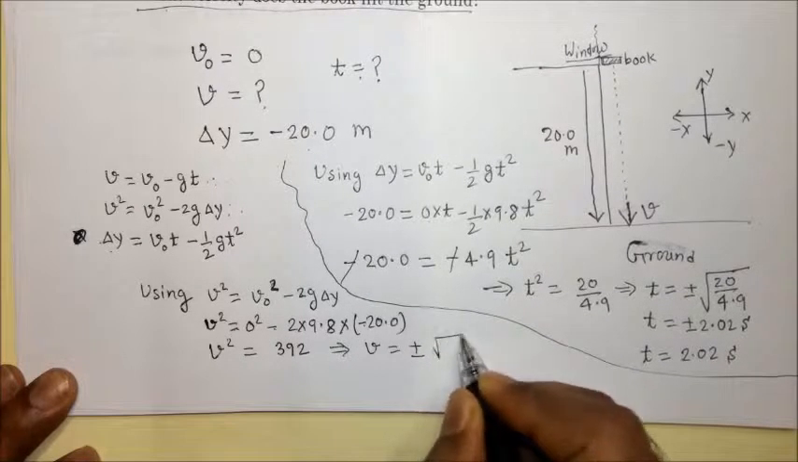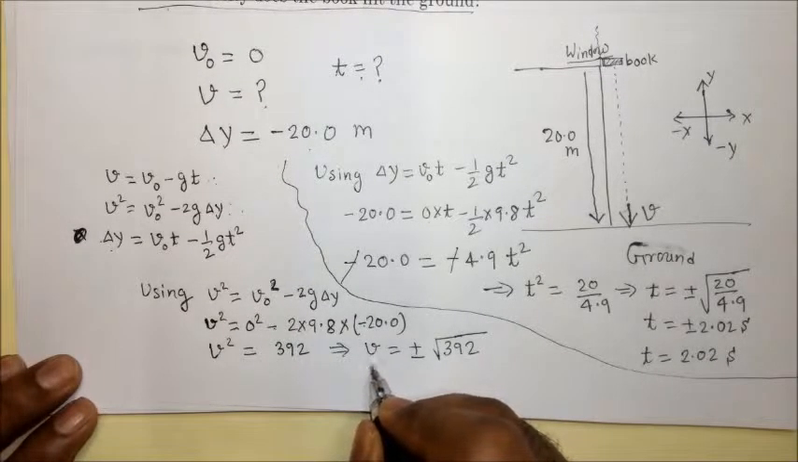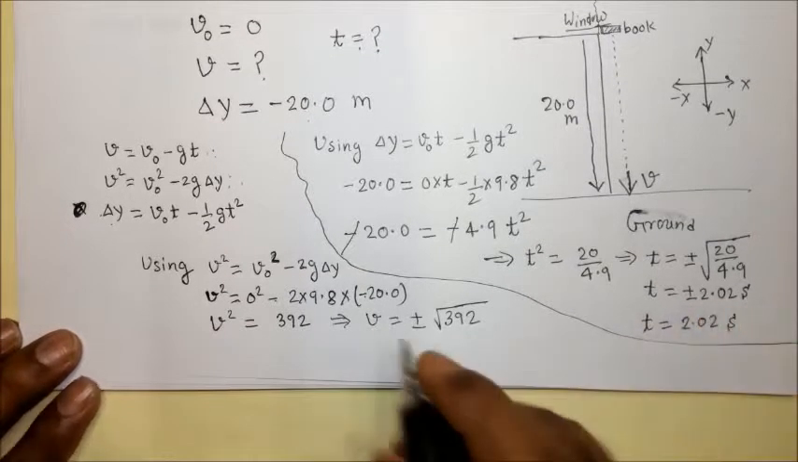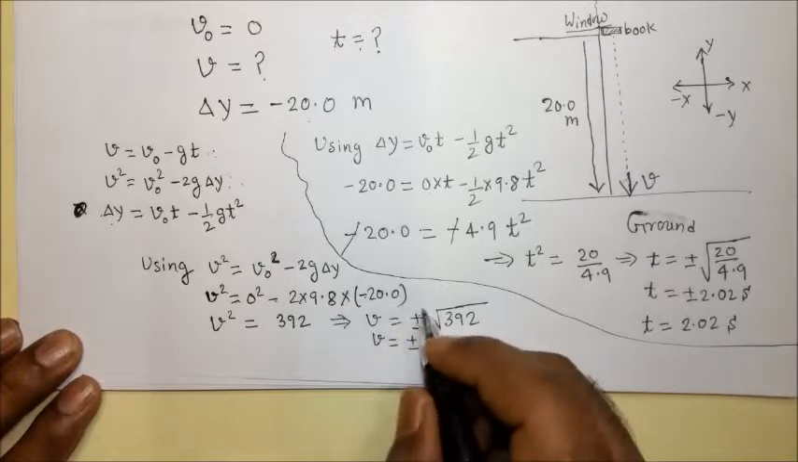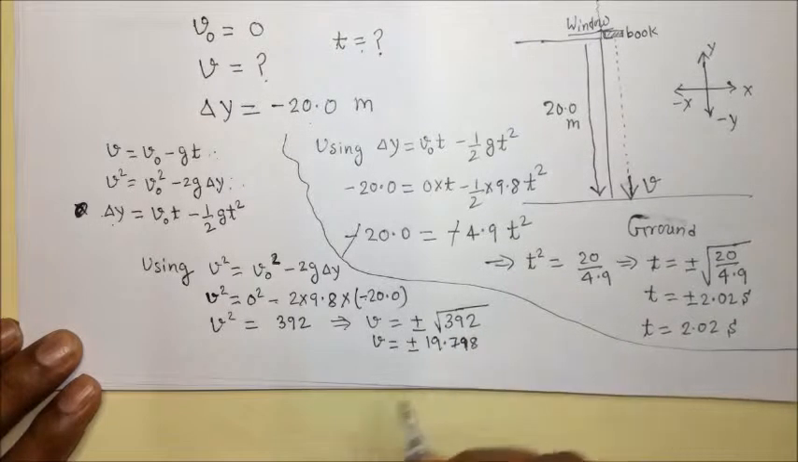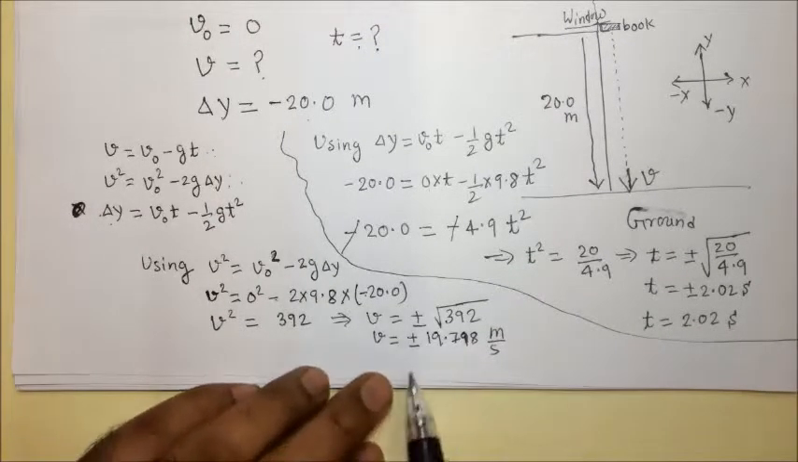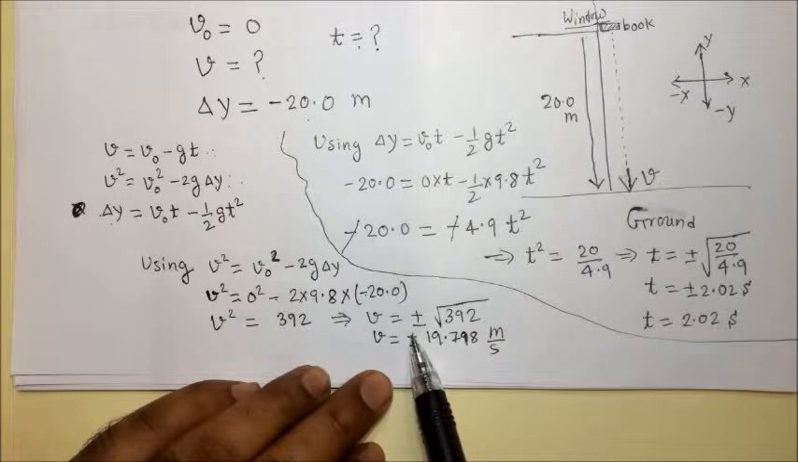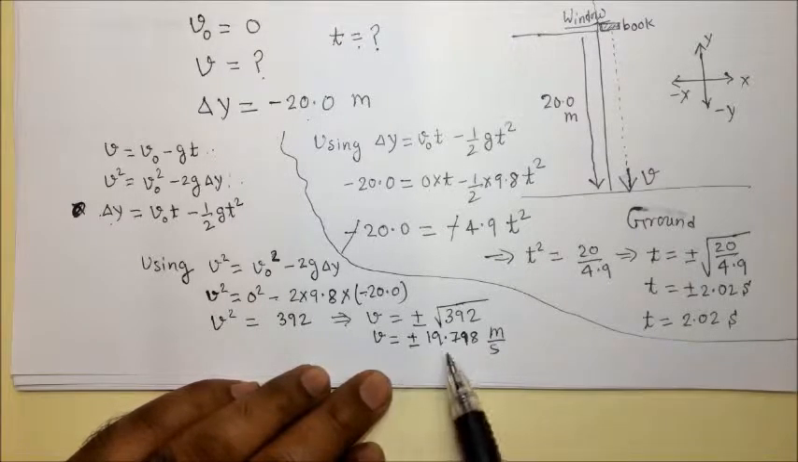So V is what? Plus minus square root of 392. And if you take the square root, V is equal to plus minus 19.799 meter per second. Now you have to make a decision. There are two choices: plus 19.798 or minus 19.798 meter per second. Which one is the correct one?